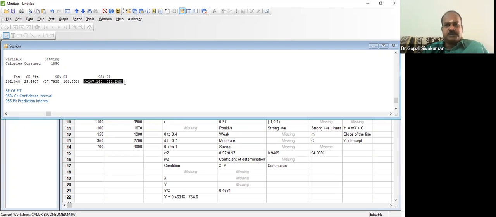Now look here. Look at the prediction interval. Whenever the calorie consumption is 1850, you can expect the weight gain to be between these values. What are these values? 107 gram and 311 gram. You understand? Whenever an individual has a calorie consumption of 1850, his weight is supposed to change anywhere between minus 107 gram to 311 gram. He can reduce weight also. He can increase weight also. Do you understand?